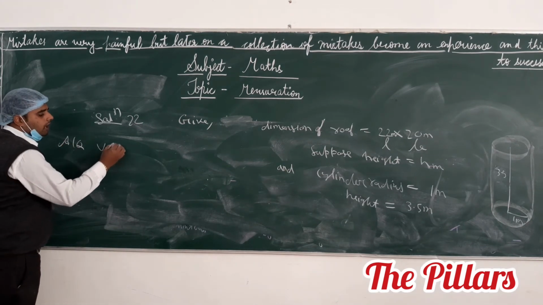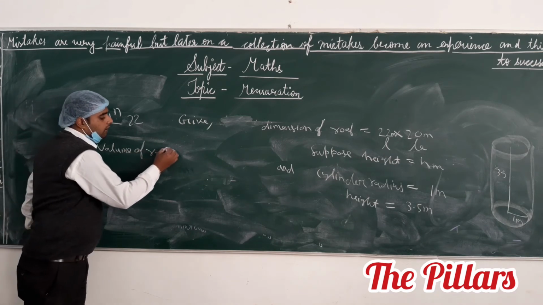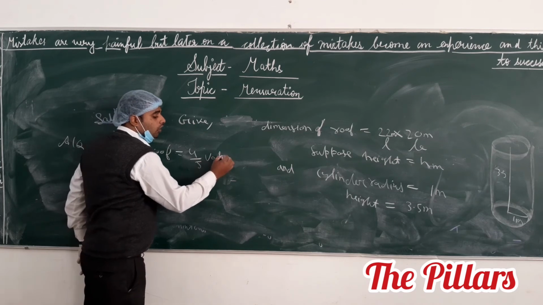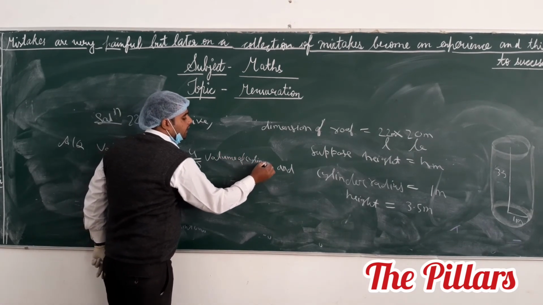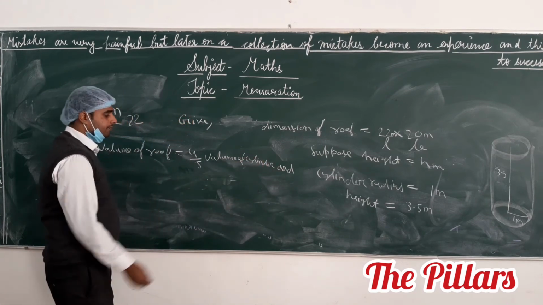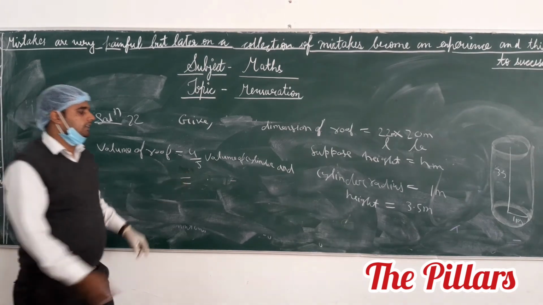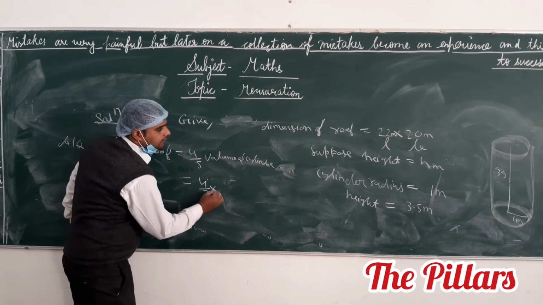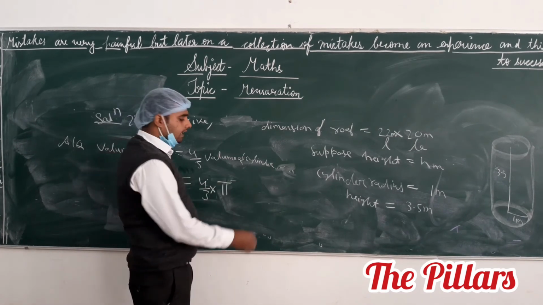volume of roof water equals 4 by 5th of pi r square h, the volume of the cylinder. Clear? Anyone have any problem? 4 by 5th of the volume of the cylinder, which is pi r square h.